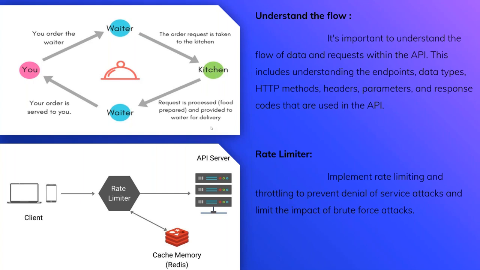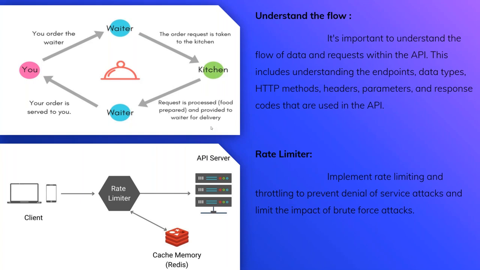And also, we can use a rate limiter. We need to use a rate limiter in APIs as a best practice, so that the load that comes in and reaches the web server is maintained with the rate limiter.